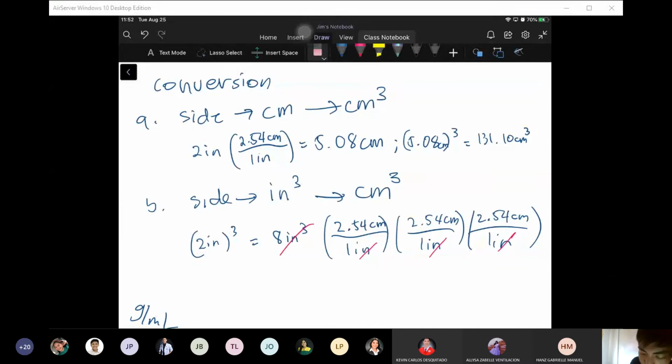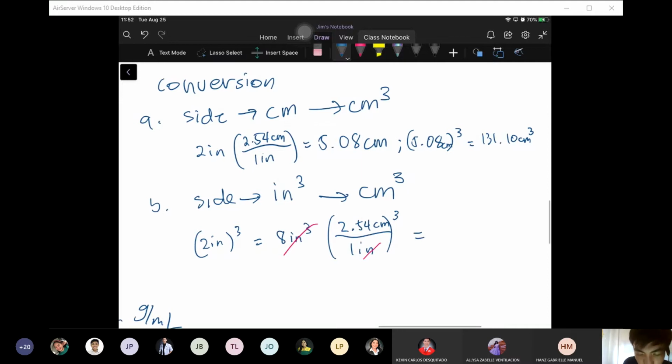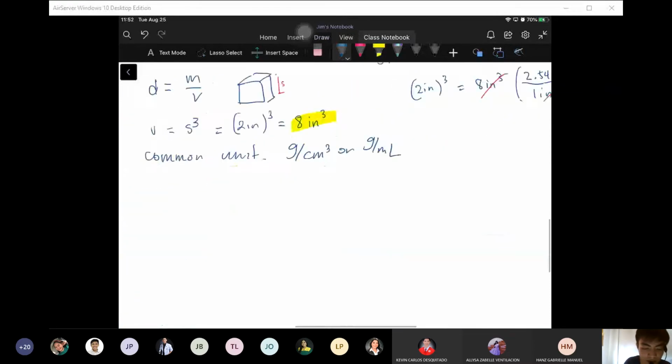We can also rewrite this, no? You can just make it a cube instead. Just take note that you also cube the numbers inside. By doing so, you will still end up with the same answer. Okay? So, those are our methods.